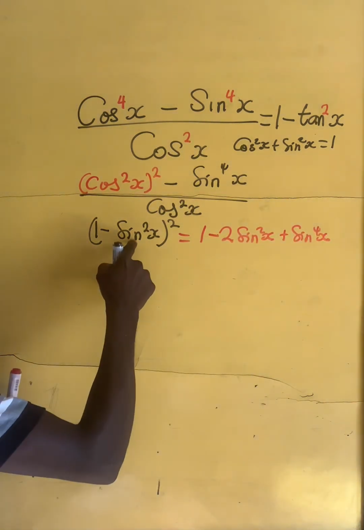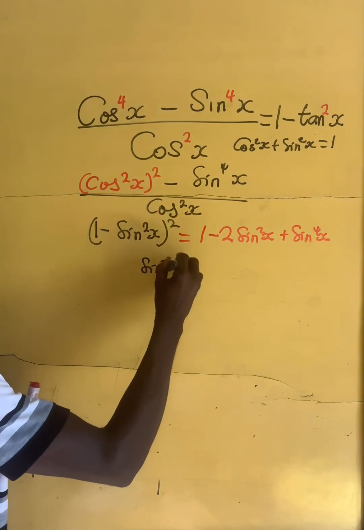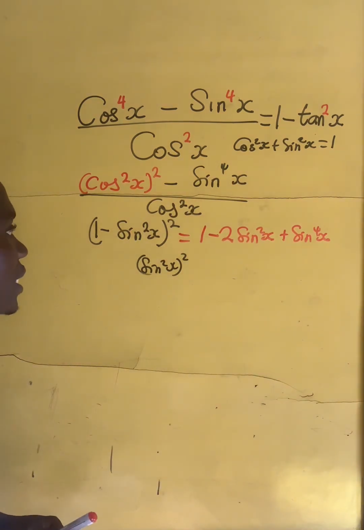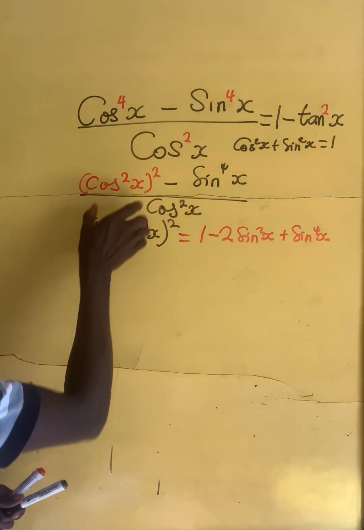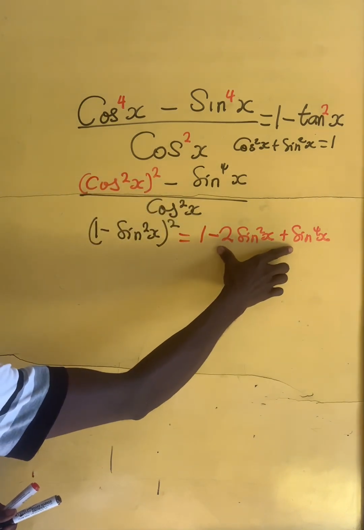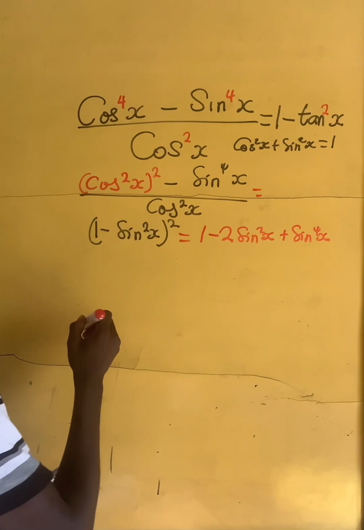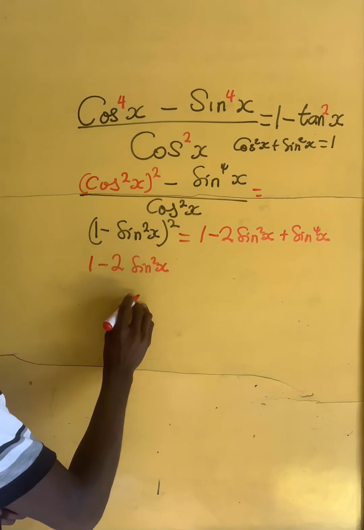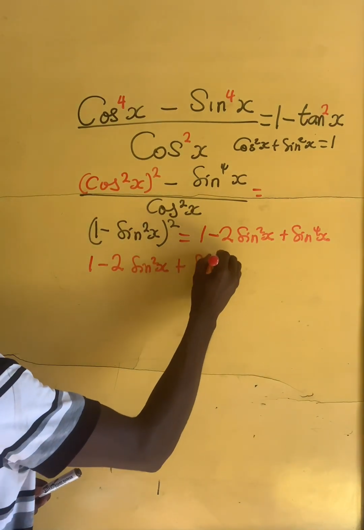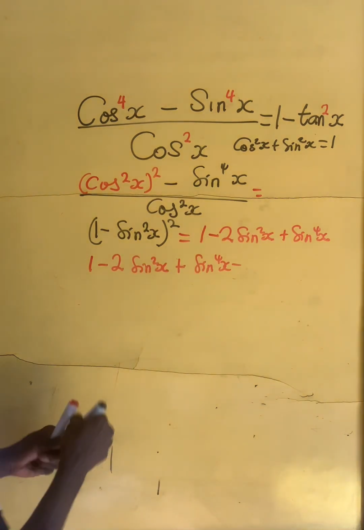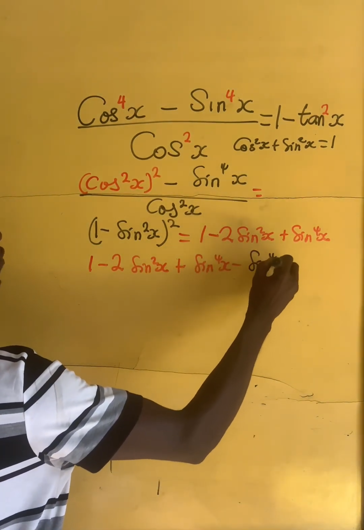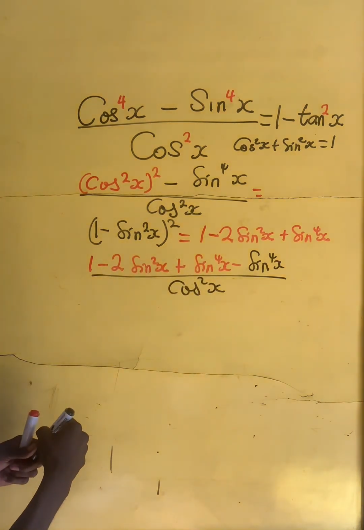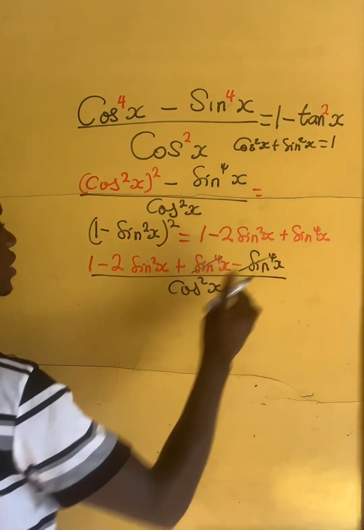That is what I mean. If we take sine squared of x and square it, we get this. Okay. So in place of this, we are going to put this one there. So this will now be equal to 1 minus 2 sine squared of x plus sine power 4 of x minus sine power 4 of x, all divided by cosine squared of x. And here, this and this will go.